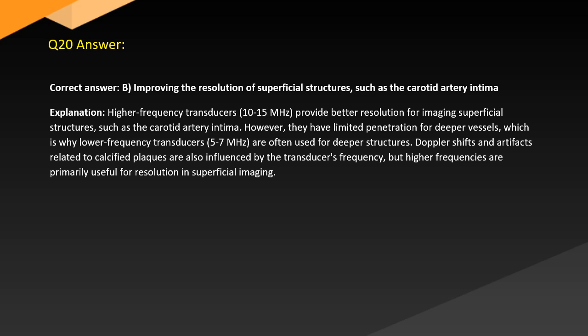Answer. Correct answer: B. Improving the resolution of superficial structures, such as the carotid artery intima. Explanation. Higher frequency transducers (10-15 MHz) provide better resolution for imaging superficial structures, such as the carotid artery intima. However, they have limited penetration for deeper vessels, which is why low-frequency transducers (5-7 MHz) are often used for deeper structures. Artifacts related to calcified plaques are also influenced by the transducer's frequency, but higher frequencies are primarily useful for resolution in superficial imaging.